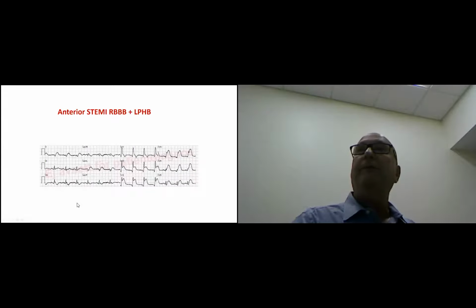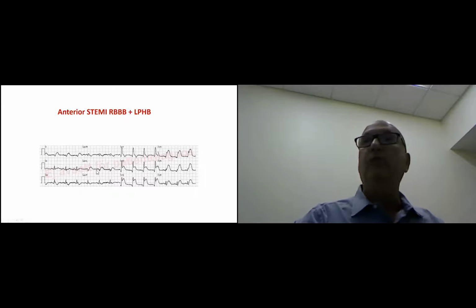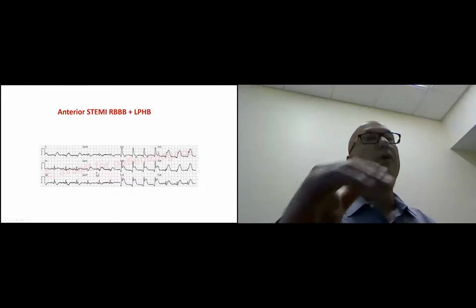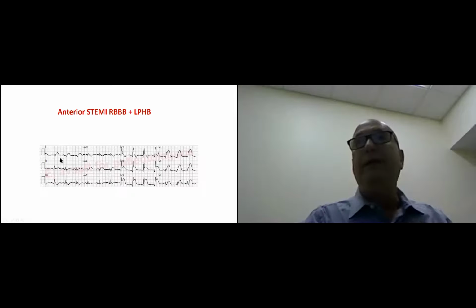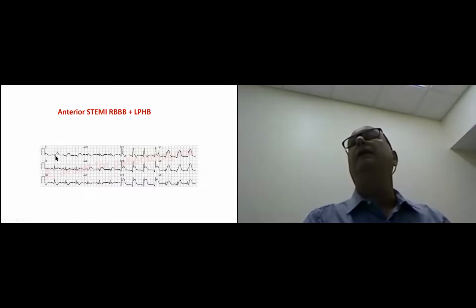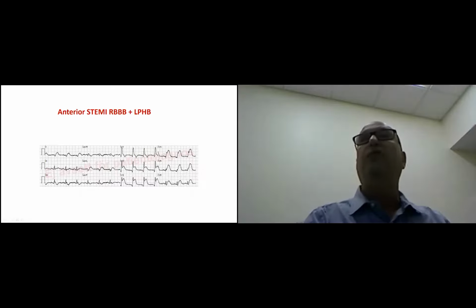Left posterior hemiblock with right bundle branch block is relatively rare. First, it should be differentiated from right axis deviation due to QS wave in 1 and AVL due to proximal LAD occlusion. But here we see a small R wave and then a wide S wave. So this is a left posterior hemiblock with right bundle branch block. We don't have any specific anatomy to explain it.